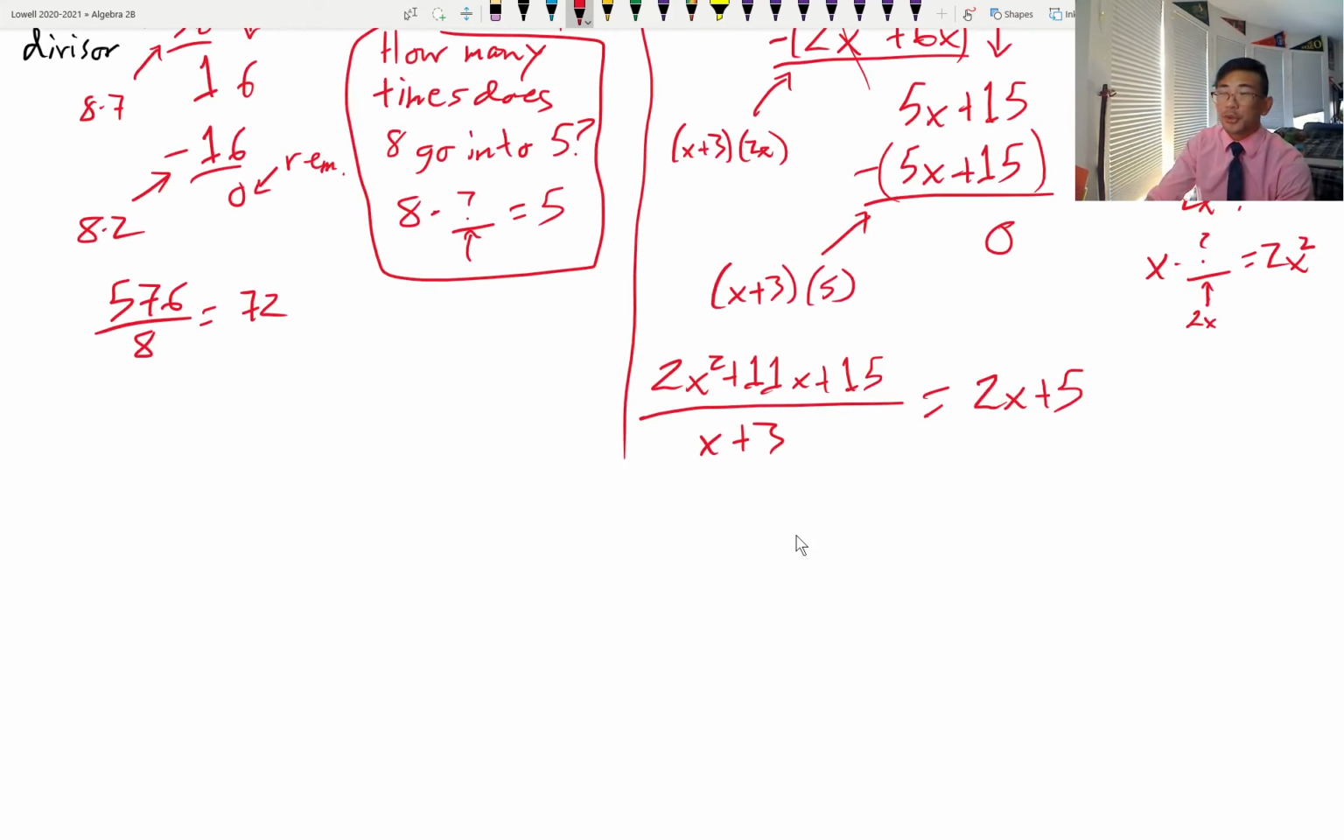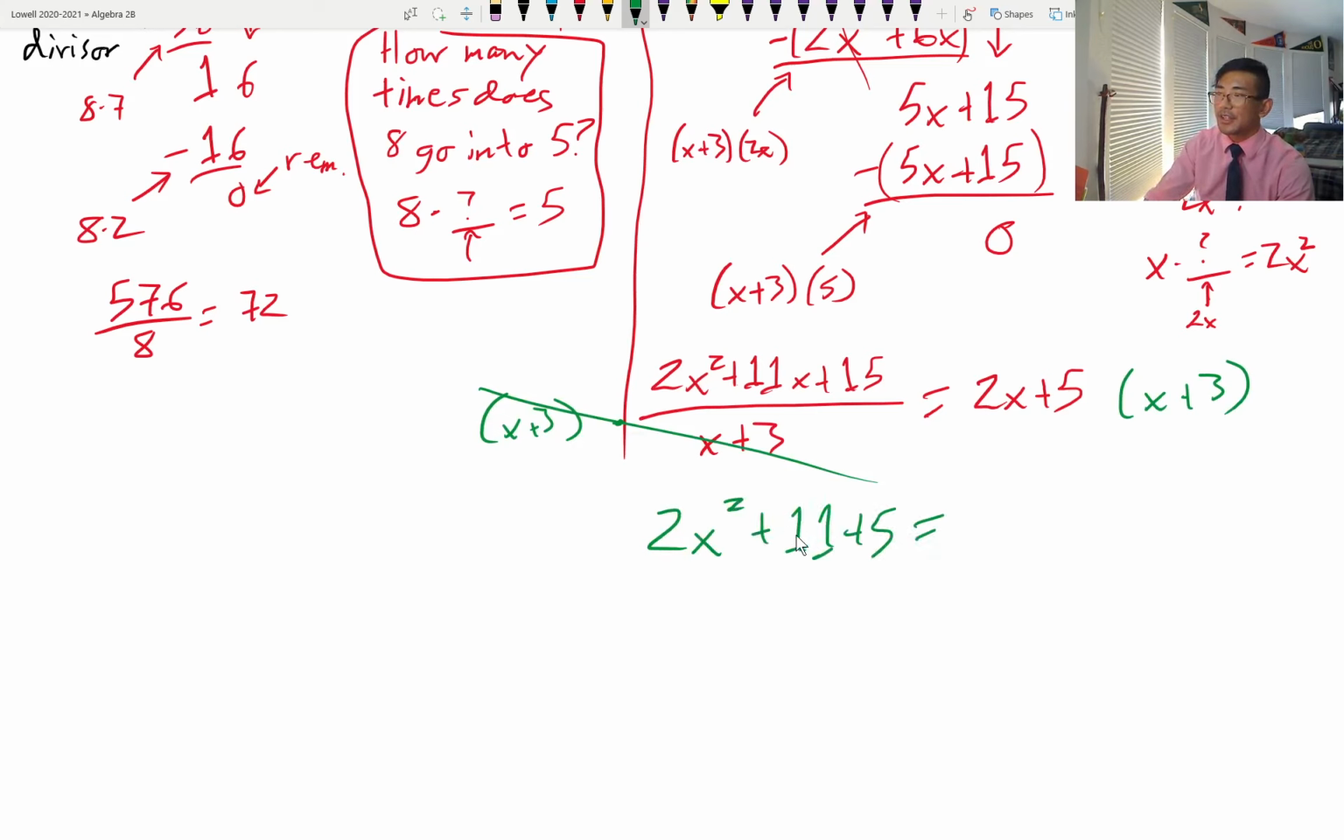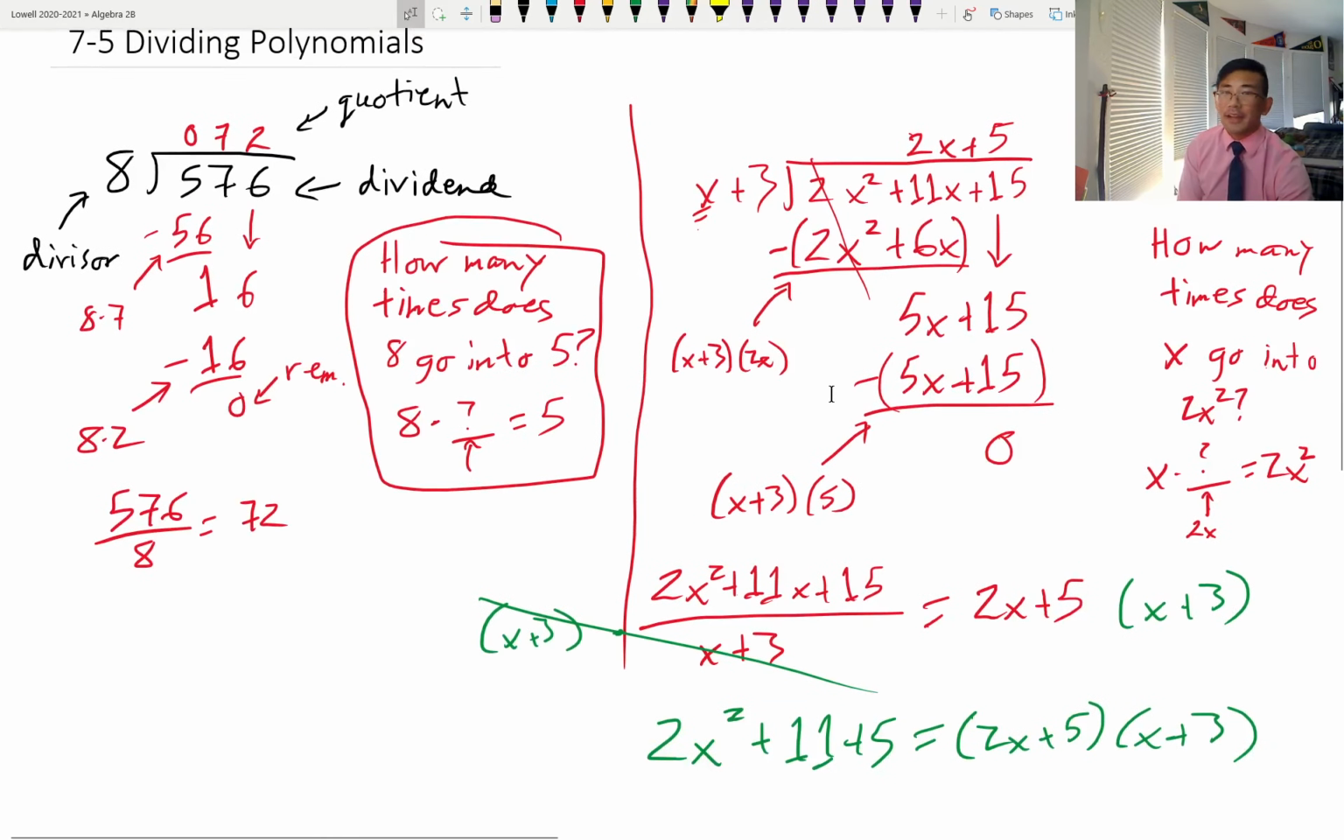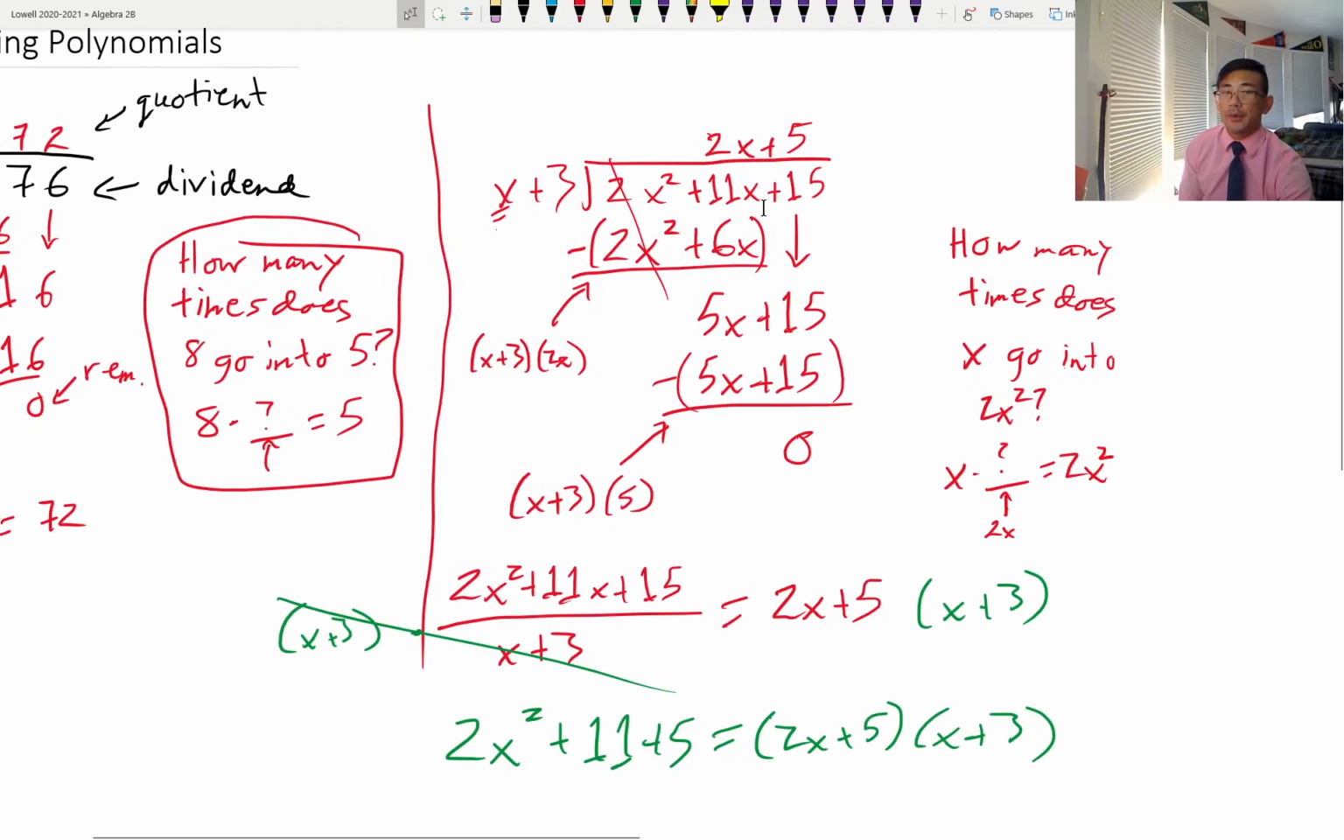I'm going to take both sides and multiply by x plus 3. So I'm going to go times x plus 3 on both sides, and we're going to see that these will cancel out, and you're left with 2x squared plus 11x plus 15 is equal to 2x plus 5 over x plus 3. You just factored it, basically. And so that's what long division helps us do. Long division is a tool to help us factor bigger polynomials that we maybe couldn't quite factor.